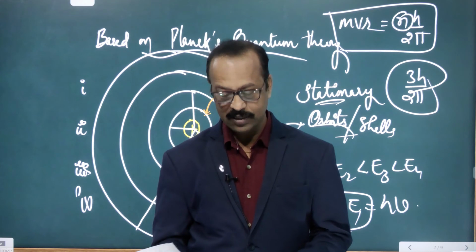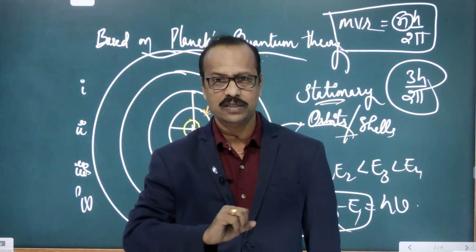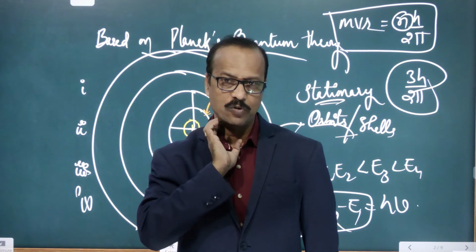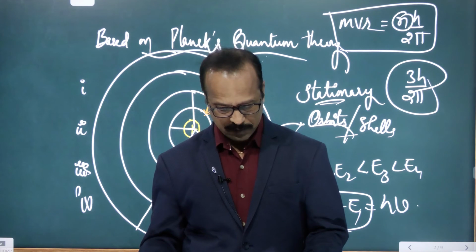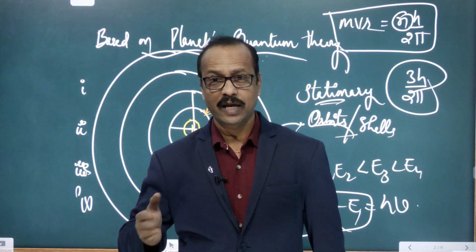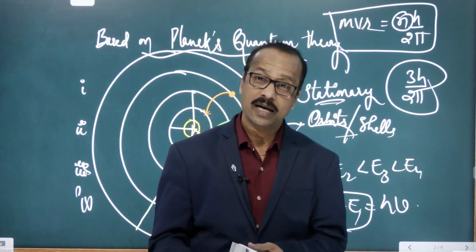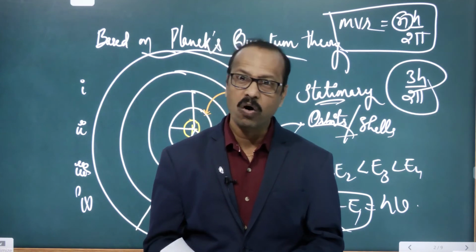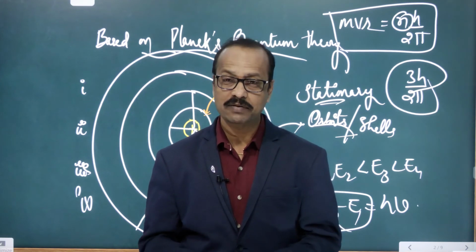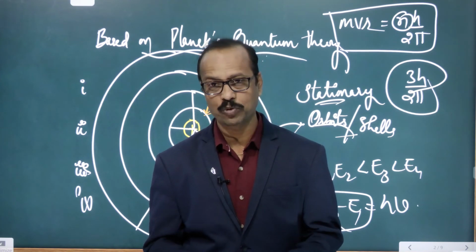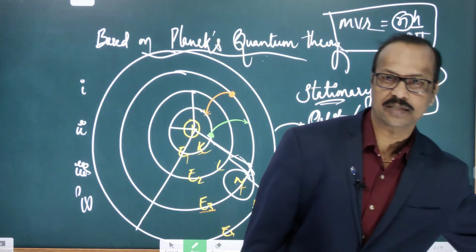Then in the sixth synopsis, we discussed the spectrum. A spectrum is a group of wavelengths and frequencies. The types of spectra are emission spectrum, absorption spectrum, continuous spectrum, discontinuous spectrum, line spectrum and band spectrum. These all types we discussed in the sixth synopsis. In the seventh synopsis, we discussed Bohr's atomic model.